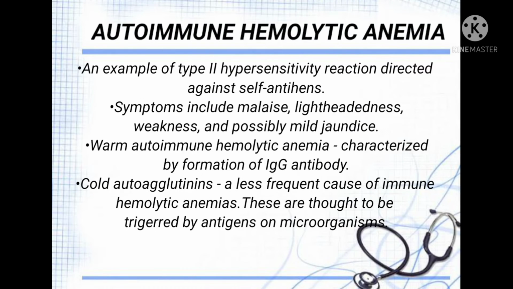Autoimmune hemolytic anemia. Autoimmune hemolytic anemia is an example of a type 2 hypersensitivity reaction directed against self-antigens because individuals with this disease form antibodies to their own red blood cells. Symptoms may include malaise, lightheadedness, weakness, and possibly mild jaundice. Such antibodies can be categorized into two groups: warm reactive antibodies, which react at 37 degrees Celsius, and cold reactive antibodies, which react only below 30 degrees Celsius.